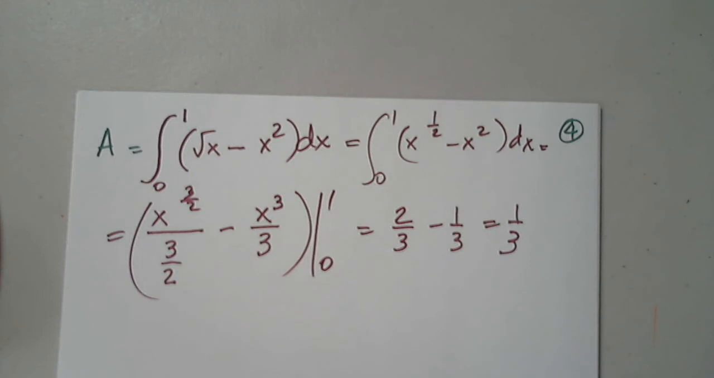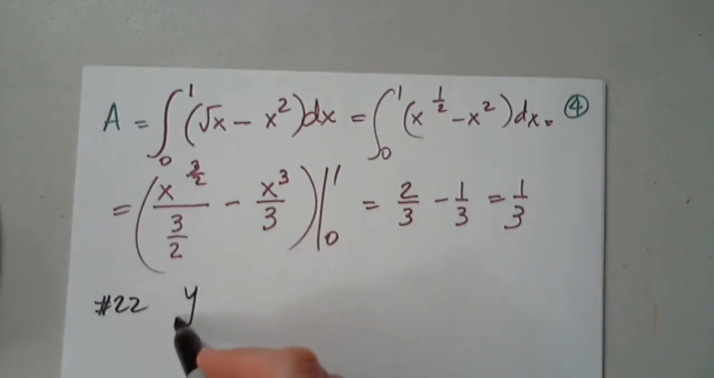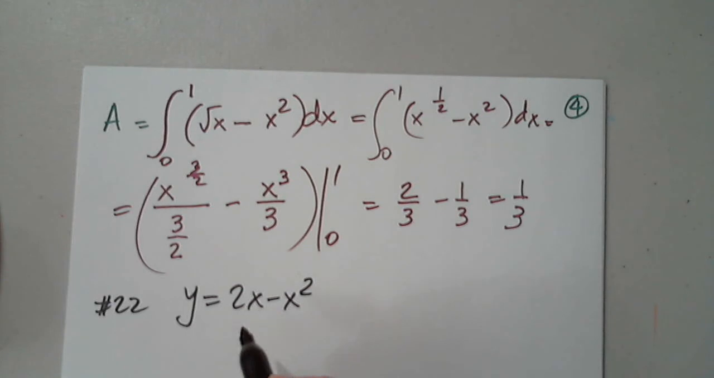So do you think we need another example, or we are okay? Can we do one more? Okay, good. So what about, I don't know, 22, 24? You choose. 22. Okay, let me just copy 22. So y equals 2x minus x squared, and y equals negative x.